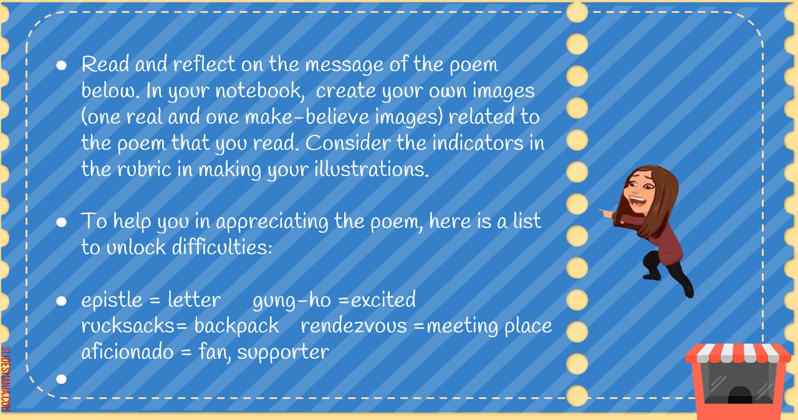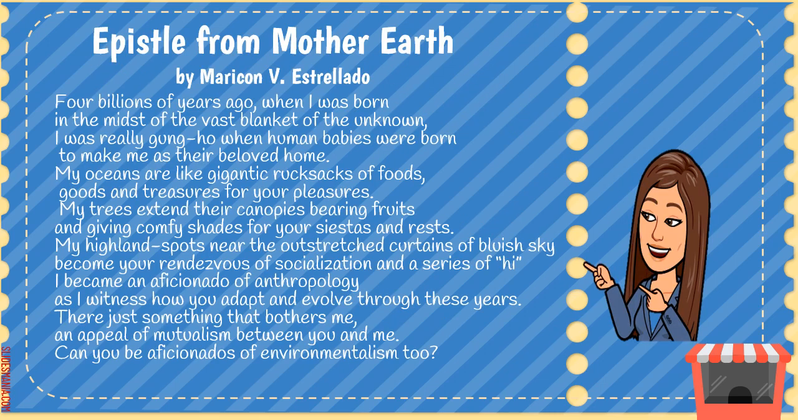So to help you in appreciating the next poem, here is a list to unlock your difficulties. So, epistle means letter. Gung-ho means excited. Rucksacks means backpack. Rendezvous means meeting place. Aficionado means a fan or a supporter or one that supports. Now, let's go to our poem. Let's read the poem entitled Epistle from Mother Earth by Maricon Estrellado.